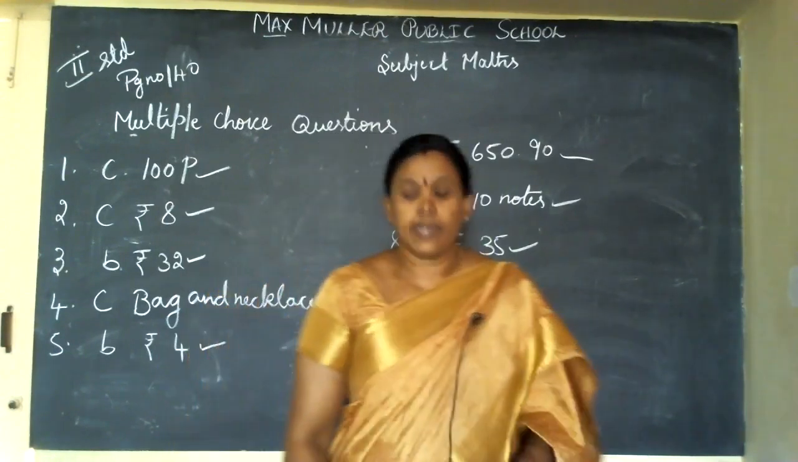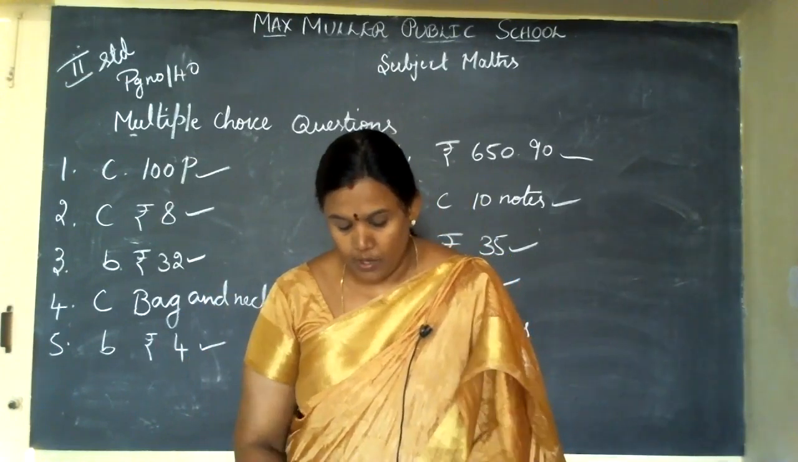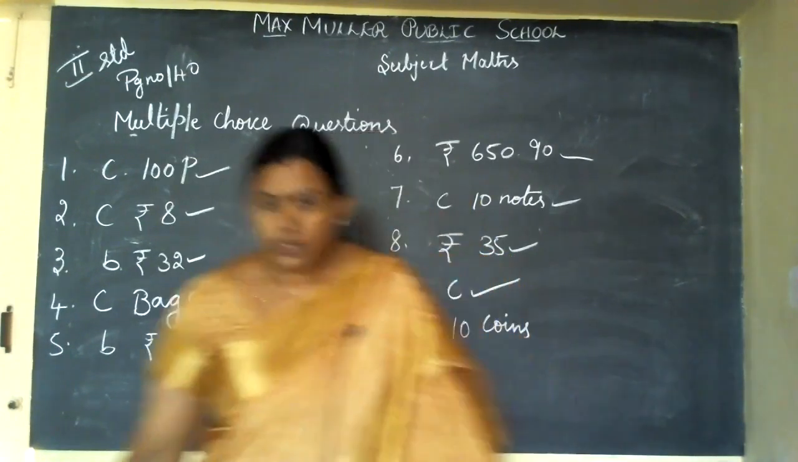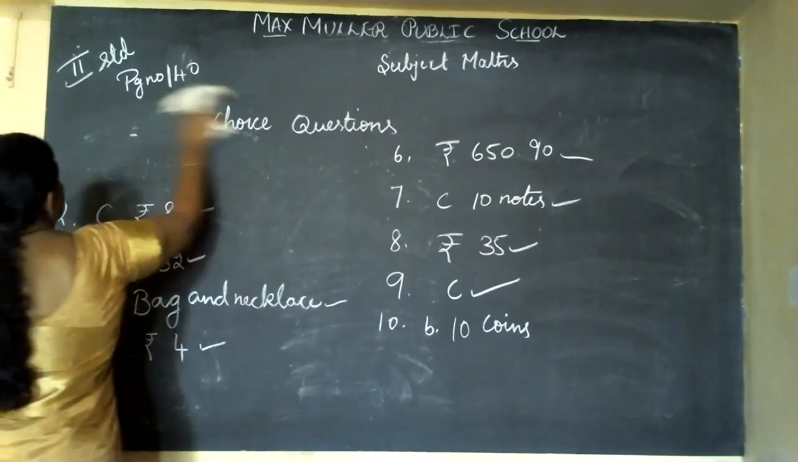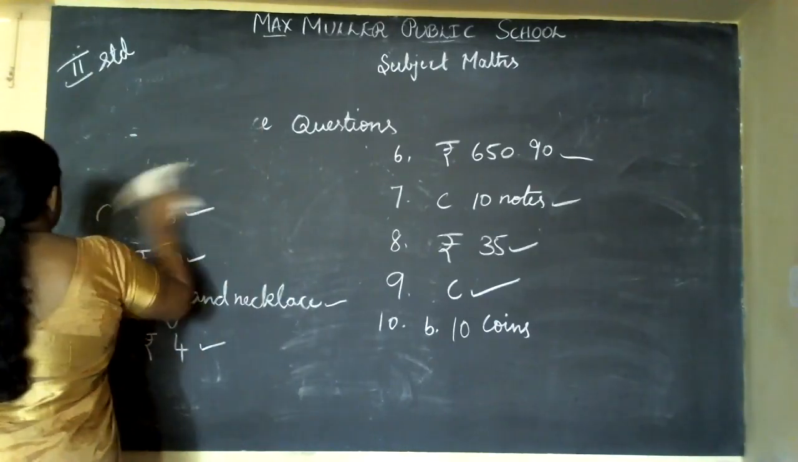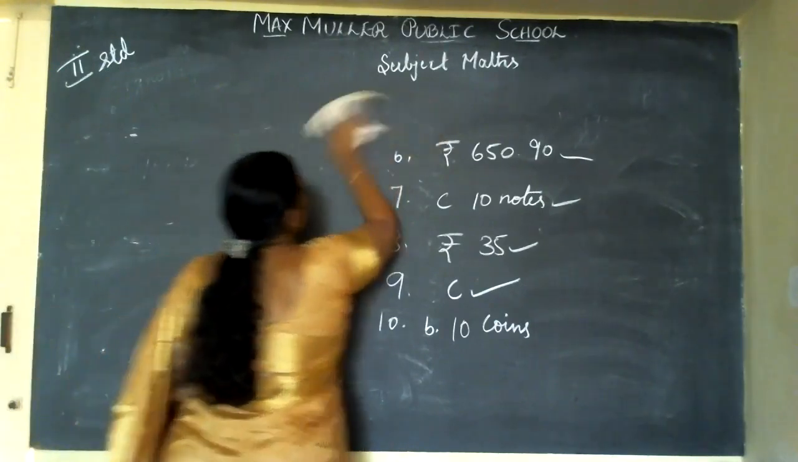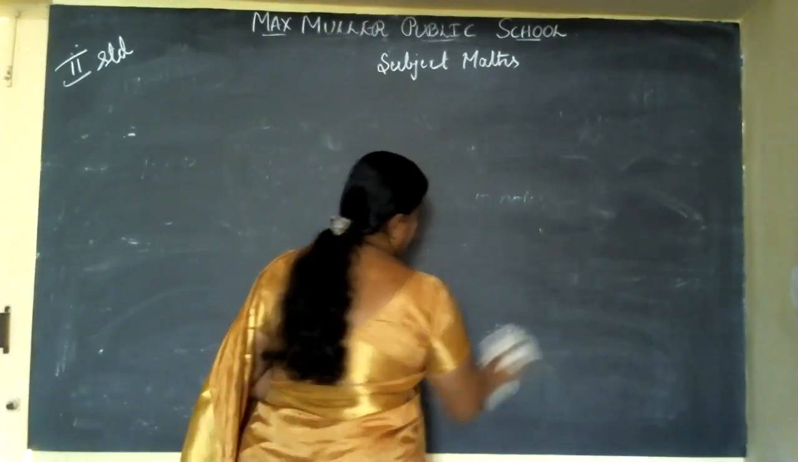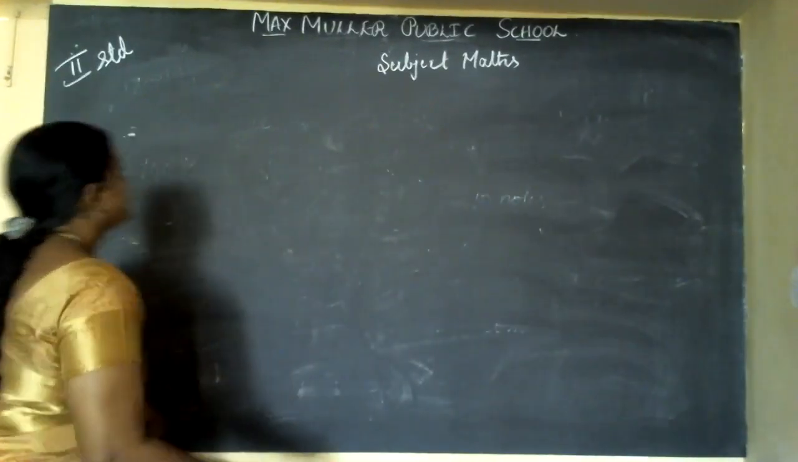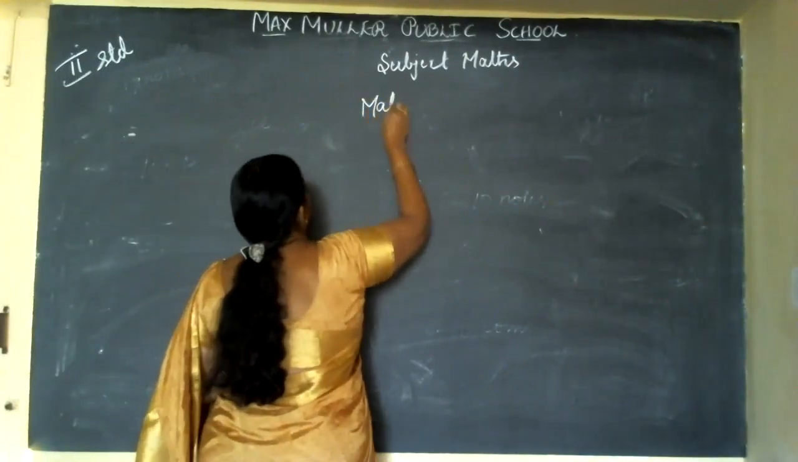Now close your textbook, children, we'll give the homework. Last class I gave homework, I hope you all have finished. Now you do the next homework. Next fresh page you want to do. Go to a fresh page. Max homework. Write neatly, max homework first line.